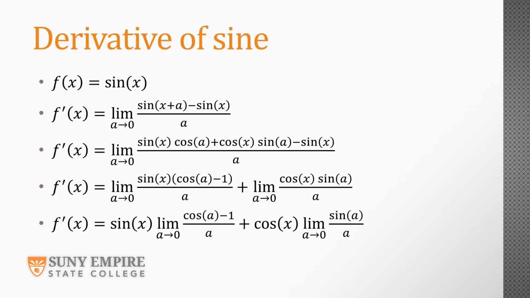Because the sine of x and cosine of x are independent of the choice for a, we can factor them in front of their respective limits. We are left with f prime of x equal to the sine of x multiplied by the limit as a approaches 0 of the quantity the cosine of a minus 1 divided by a, plus the cosine of x multiplied by the limit as a approaches 0 of the sine of a divided by a. Both of these limits are in indeterminate form, so we will see if we can find the limit graphically.